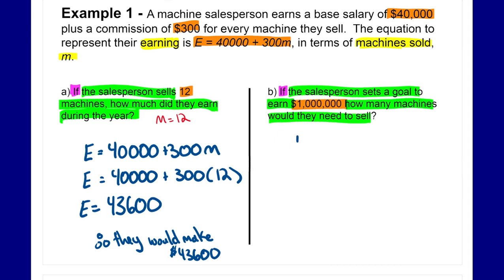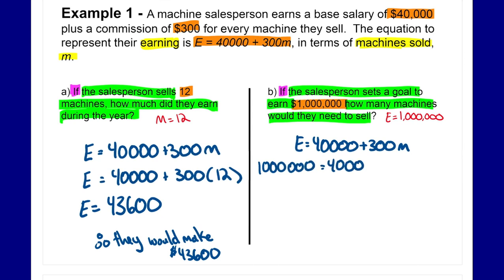I am going to use that same equation. E equals 40,000 plus 300M. I need to solve for either M or E. Well, the question tells me a goal to earn $1 million. So that tells me that I'm looking to solve this equation for when E equals 1 million. So I can replace E with 1 million. And when I do that, I only have one variable left, which is M, and I can now solve this equation for M. And it's going to be a two-step equation.